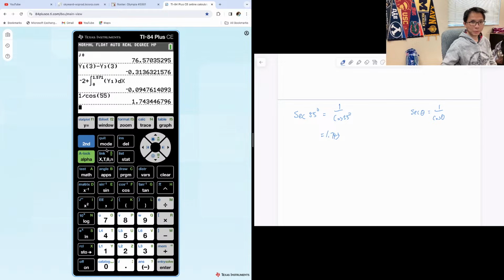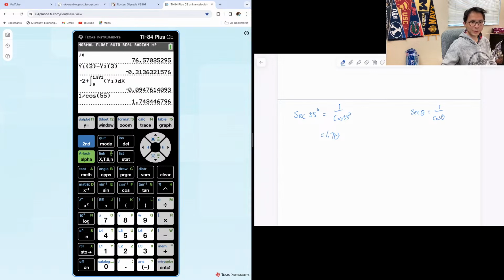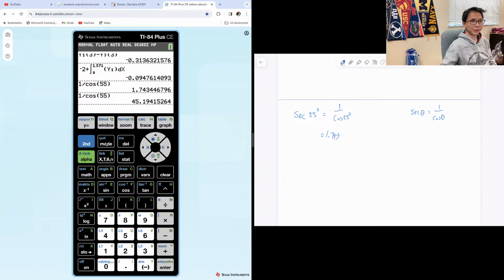Now if I were to use radian, it's going to be a completely different answer because that's 55 radians, and that would be wrong. So it's definitely in degree mode, and that's how you set it up. Is it always degree? Not necessarily.